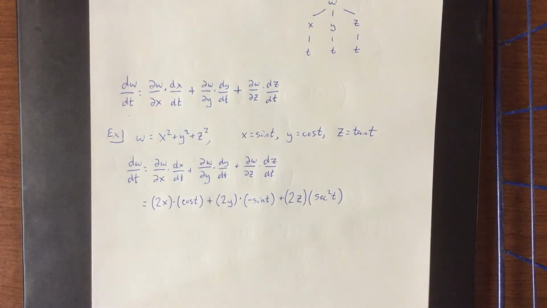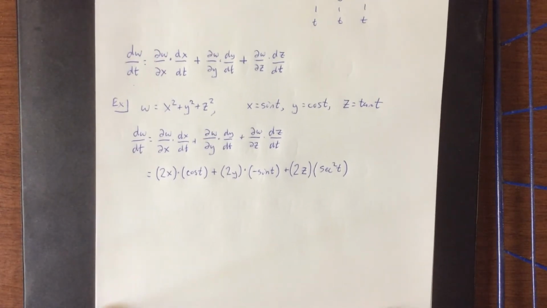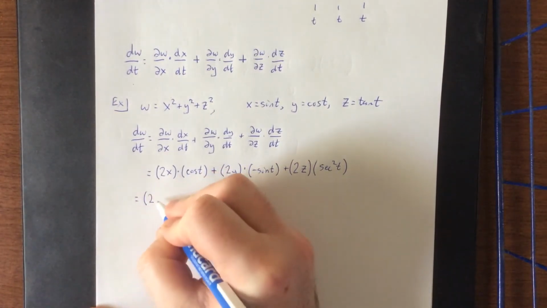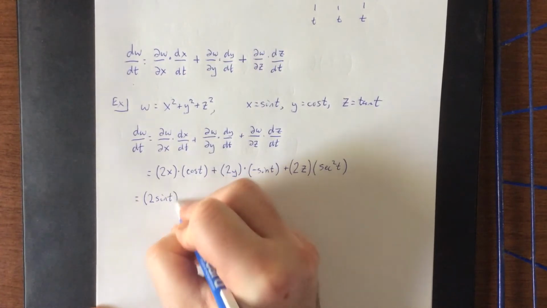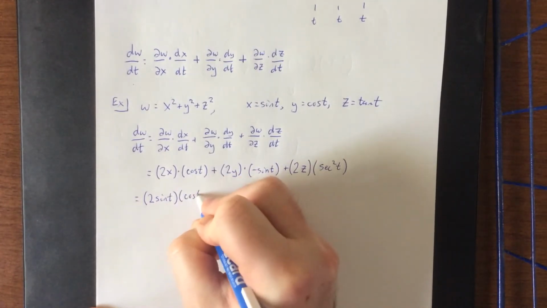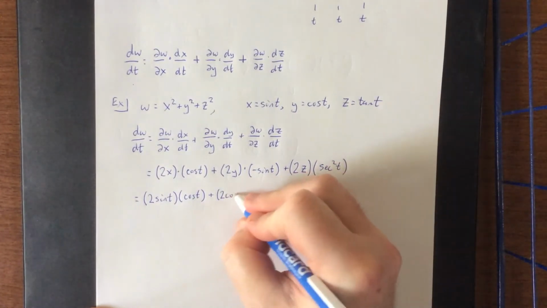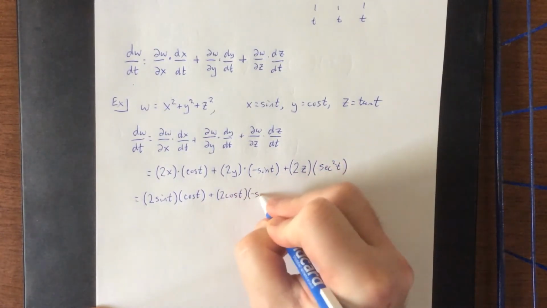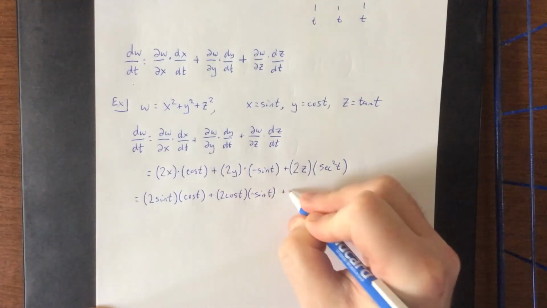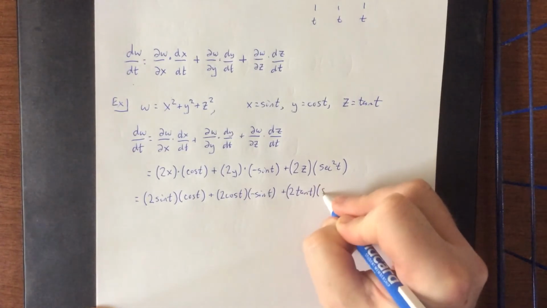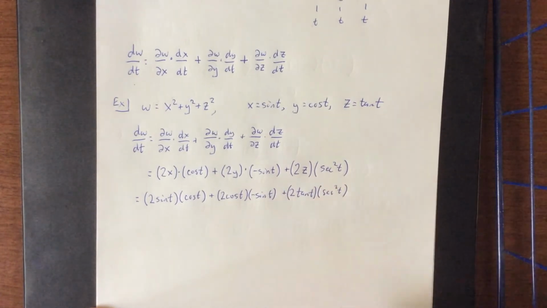Now there are some cutesy little trigonometric things that you can do if you wanted to perform substitutions on all of these. In fact, you know what? Let's go ahead and do it. Let's plug in what all of these parameterizations are. So this will be 2 times x, that'll be 2 times the sine of t, times the cosine of t, plus 2 times y, that'll be cosine of t, times the negative sine of t, plus 2 times z, z being the tangent of t, times the secant squared of t.